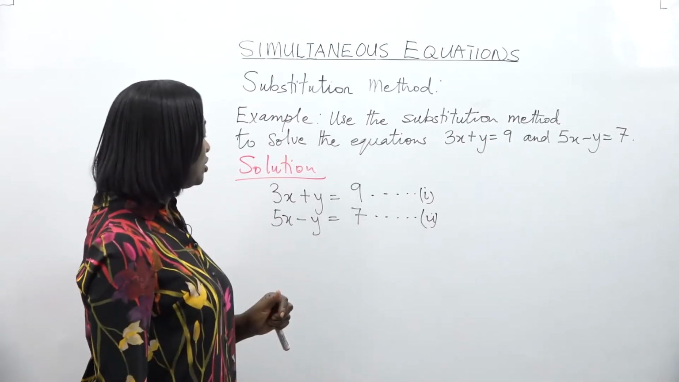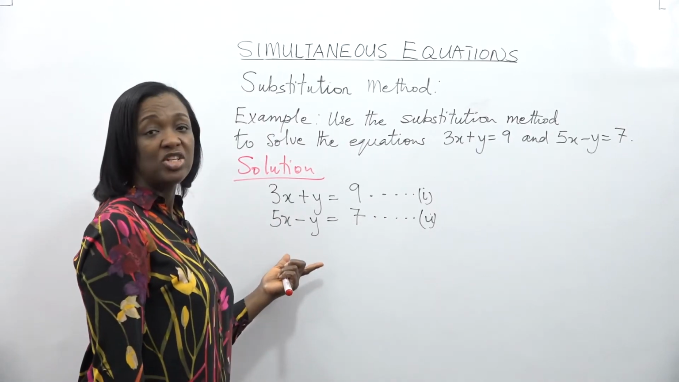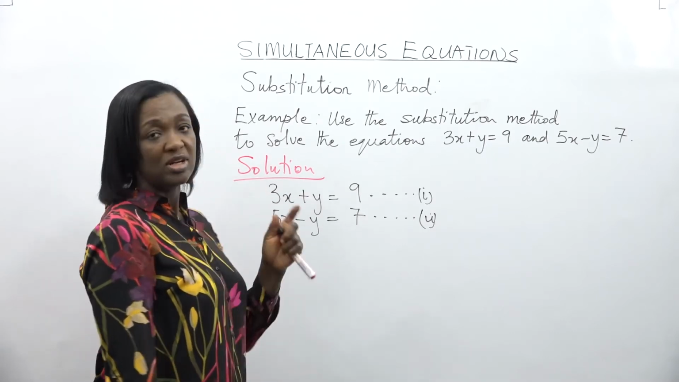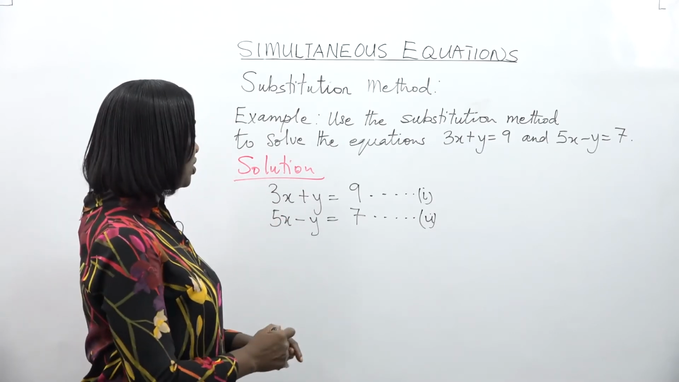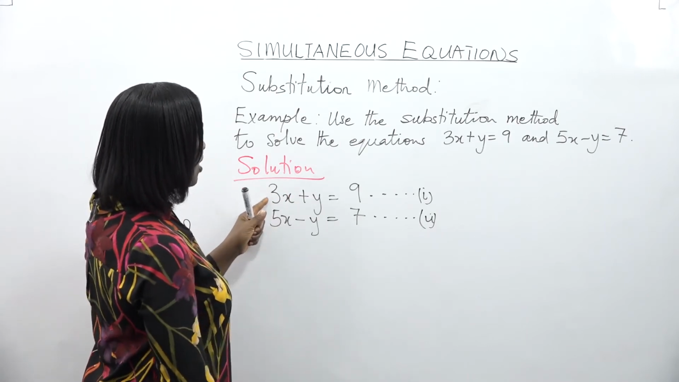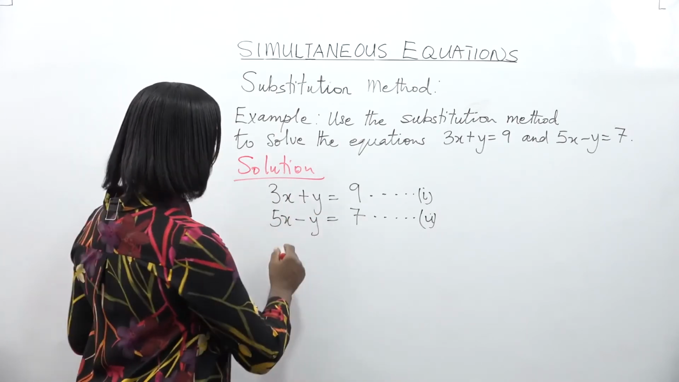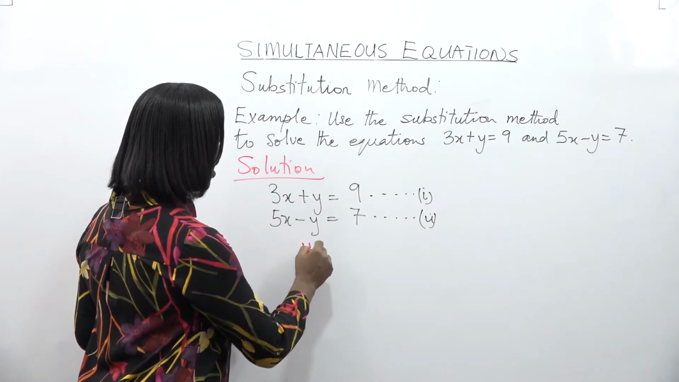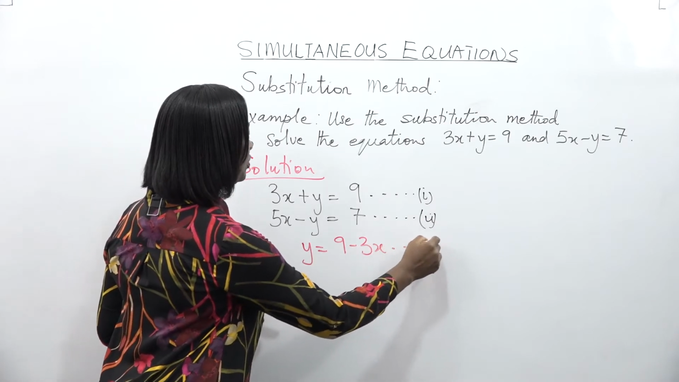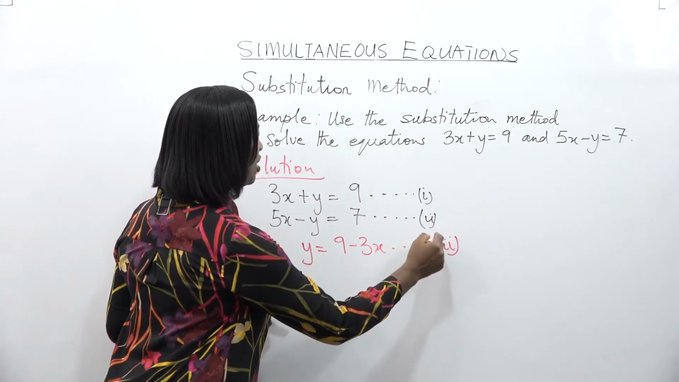Before you can substitute, you have to rearrange any of the equations and make one unknown the subject. This is what I mean. 3x plus y is equal to 9. I'll rearrange it to become y is equal to 9 minus 3x. This becomes our equation 3.